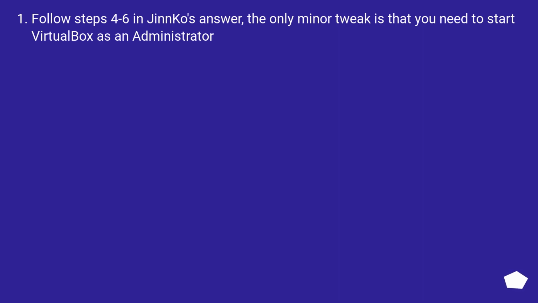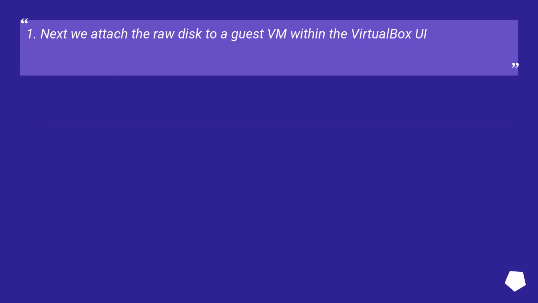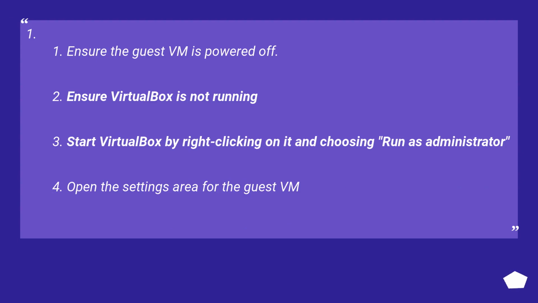Follow steps 4 to 6 in Jinko's answer. The only minor tweak is that you need to start VirtualBox as an administrator. Next, we attach the raw disk to a guest VM within the VirtualBox UI. Ensure the guest VM is powered off. Ensure VirtualBox is not running. Start VirtualBox by right-clicking on it and choosing Run as Administrator. Open the settings area for the guest VM.